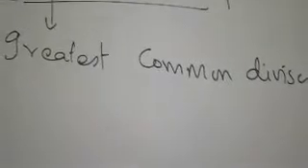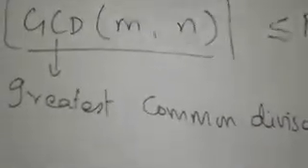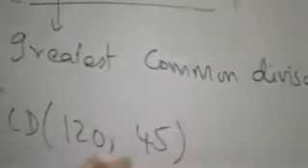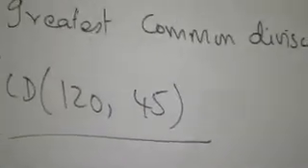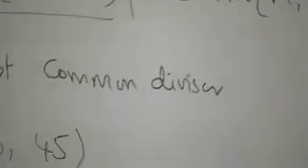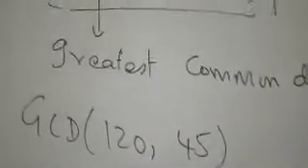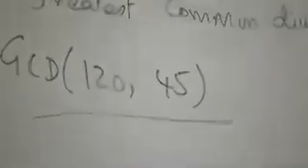So what does it mean? The largest integer that can divide both m and n with a remainder of 0, right? So if you have, for example, the GCD of 120 and 45, the largest integer that can divide both of them with remainder 0 cannot be more than 45, right? It has to be no more than the minimum of the two, right?